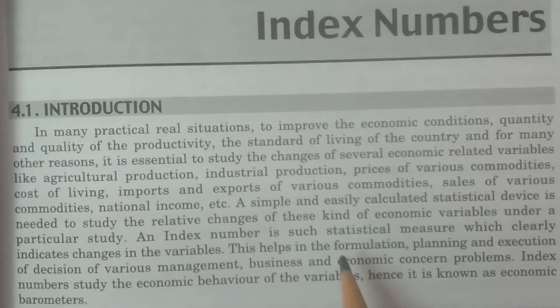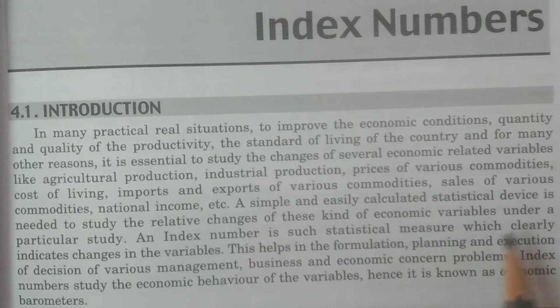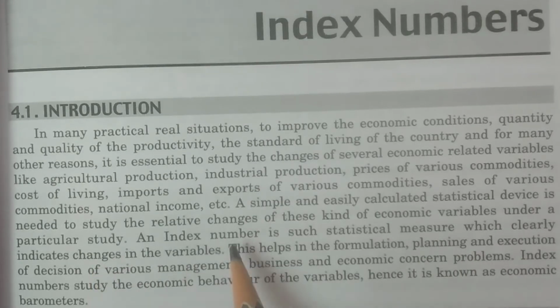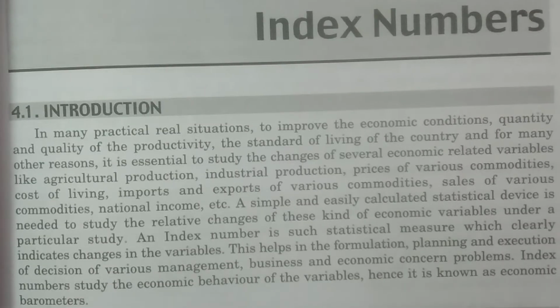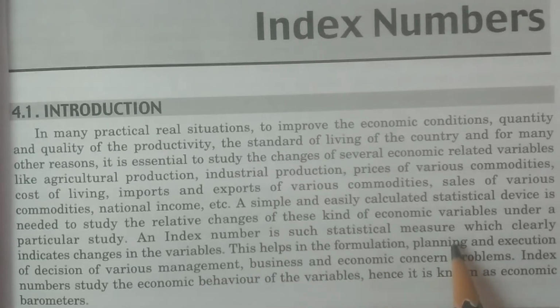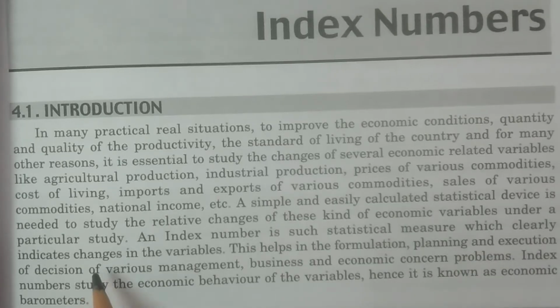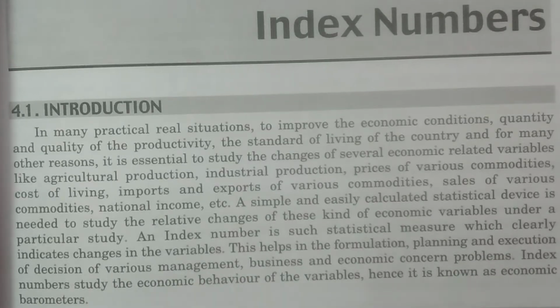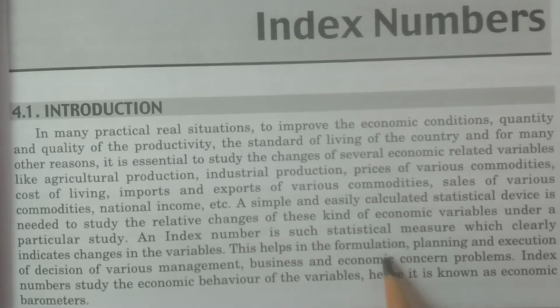To study these, a simple and easily calculated statistical device is needed to study the relative changes of these kinds of economic variables. Such a statistical device is known as index number. The index number is a statistical measure which clearly indicates the changes in the variables. That is very important. It helps in the formulation, planning and execution of decisions for various management, business and economic concern problems.